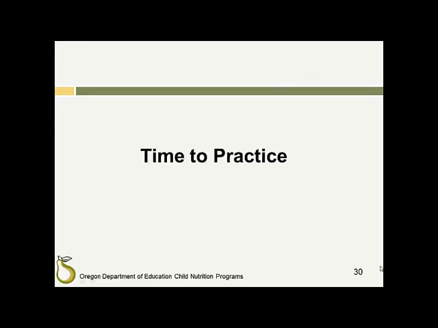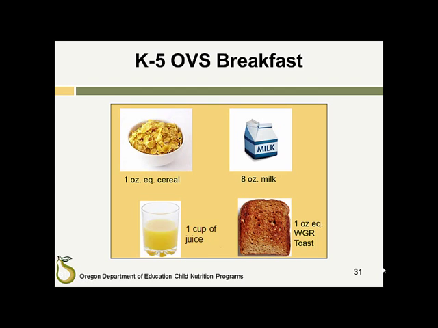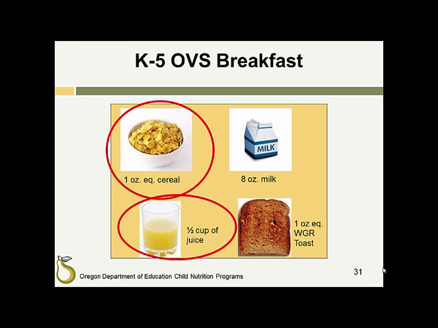For the next few slides, we are going to practice being a cashier. Ask yourself, is this meal reimbursable? The meal is for K5, offer versus serve. The student was offered 1 ounce equivalent cereal, 1 ounce equivalent whole grain rich toast, 1 cup fruit juice, and 8 ounces of milk. The student has selected 1 ounce equivalent cereal, 1/2 cup of fruit juice, and 8 ounces of milk. Is this a reimbursable breakfast?